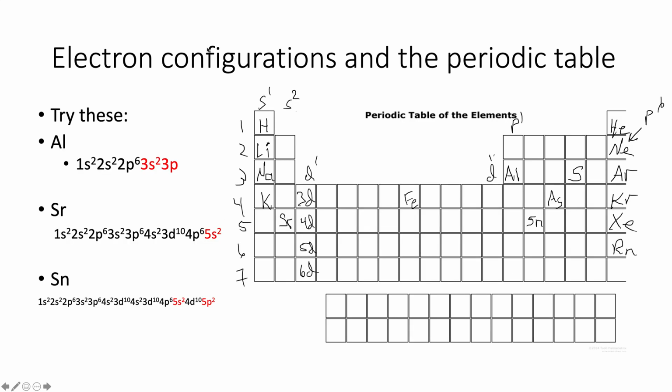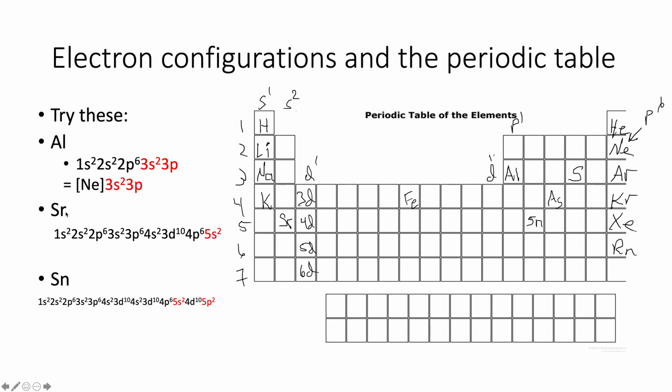So if we do the ones that we already did here, aluminum, right? Aluminum is here, but what you could do, this part here, the 1s2, 2s2, 2p6, is the configuration of neon. See, 1s2, 2s2, 2p6. So you say, well, it's like neon plus this. So you'd say neon, 3s2, 3p1. How do you get to aluminum? Well, you go to neon, and from neon, you go 3s2, 3p1.